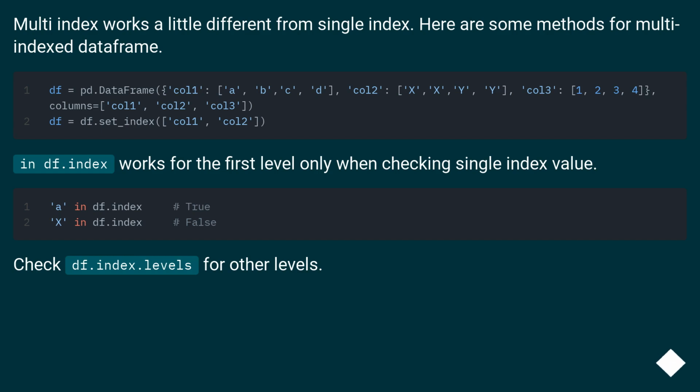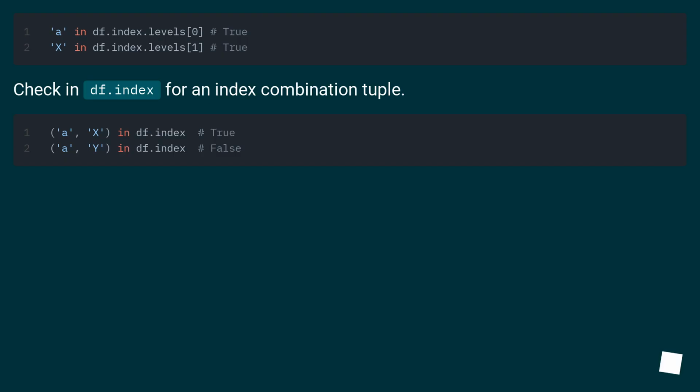Multi-index works a little differently from single index. Here are some methods for a multi-index data frame. In df.index works for the first level only when checking a single index value. Check df.index.levels for other levels. Check in df.index for an index combination tuple.